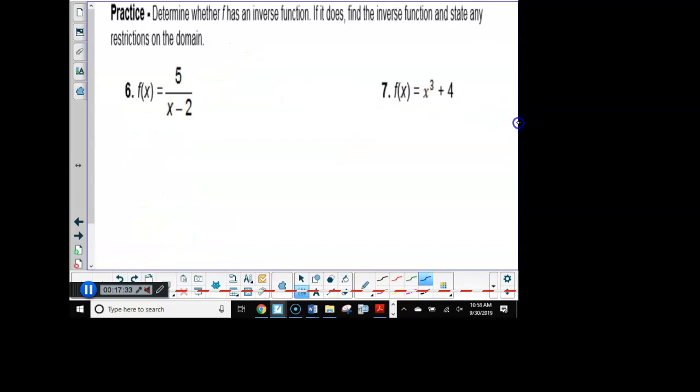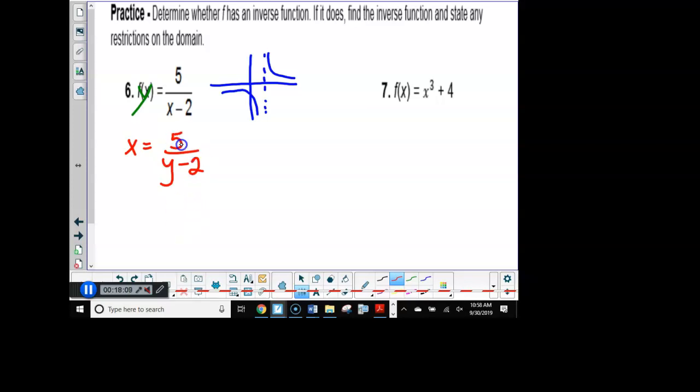Number 6. Ooh, what does that look like? Does it move over here and have like this? Does that seem what it's doing? Okay, so we're going to say yes, it has an inverse. We're going to make this a y. Then we're going to switch the x's and y's. So we'll say x equals 5 over y minus 2. What are we going to have to do to mess with that? I want the y by itself.